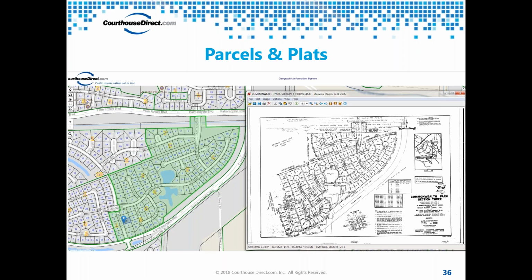And then I clicked on the other button, which was download the actual subdivision plat, and there's the recorded subdivision map. So again, I'm able to drill down on the property, click on the property, and pretty quickly be able to pull up the actual subdivision plat.